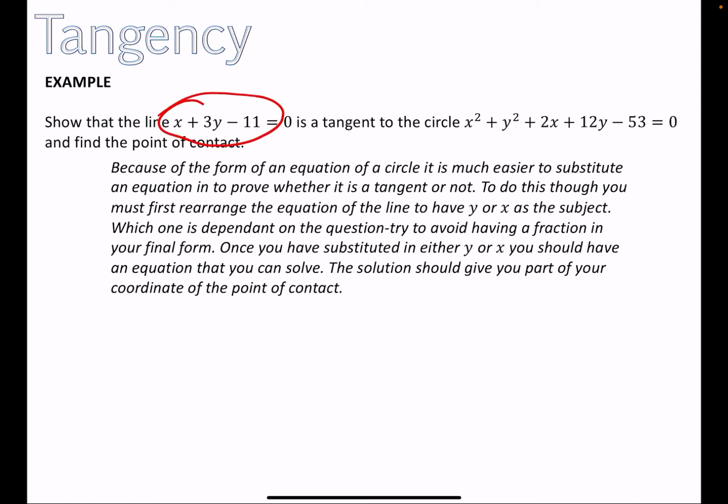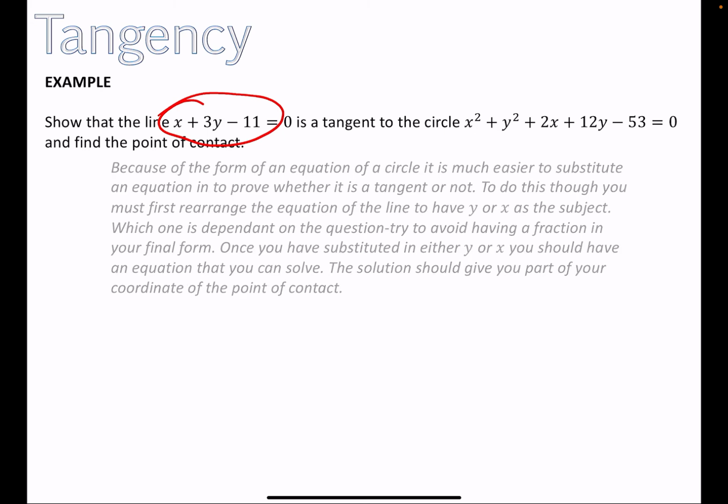You might be tempted to rearrange this for y, because ordinarily that's what we do. But if you look carefully at this one, if we rearranged it for y, we'd have to divide through by 3, in which case we'd end up with some weird and awkward fractions. So by rearranging this for x, there's nothing wrong with doing that. Then we make what we're going to substitute in slightly easier. So this is where you want to think ahead and try and work out what you want to do.